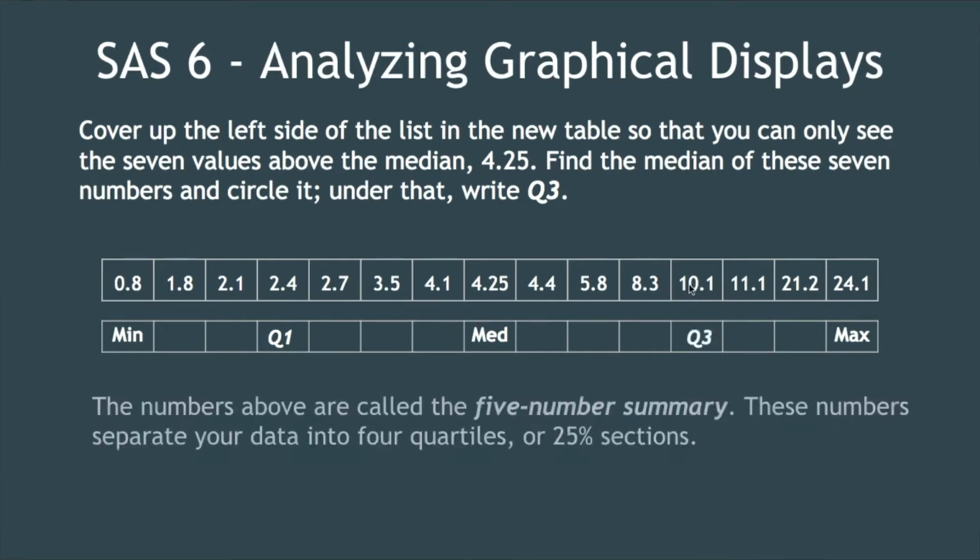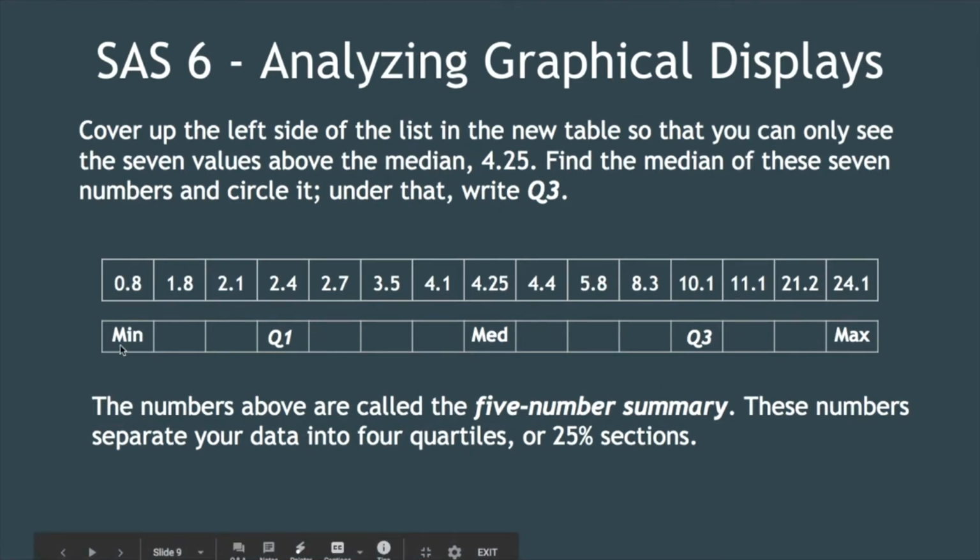Now, these numbers here above are called the 5-number summary. These numbers separate your data into the 4 quartiles, or 25% sections. So in other words, in between the minimum and Q1 is 25% of the values. And in between Q1 and the median is 25% of the values. And in between the median and Q3 is 25% of the values. And in between Q3 and the maximum is 25% of the values.